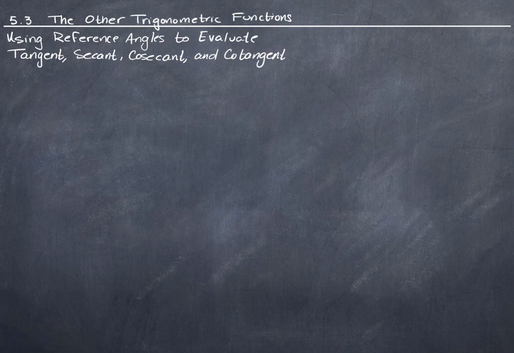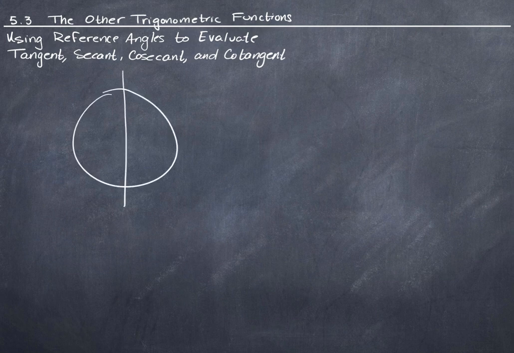Be pleased to know that we've actually already done this. In the last video, I showed you a unit circle. I think we used this angle here, 5 pi over 6. We used the fact that the reference angle for 5 pi over 3 is pi over 3. So we have here pi over 3.